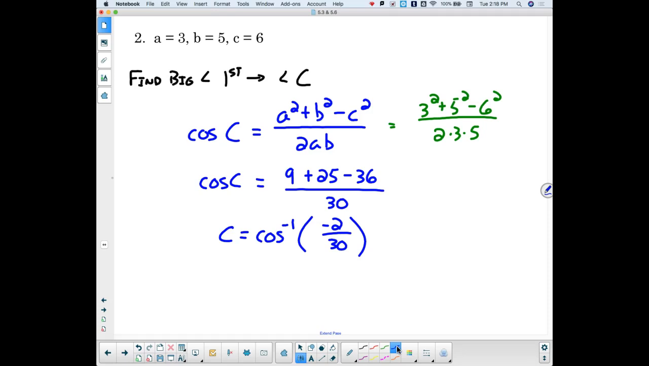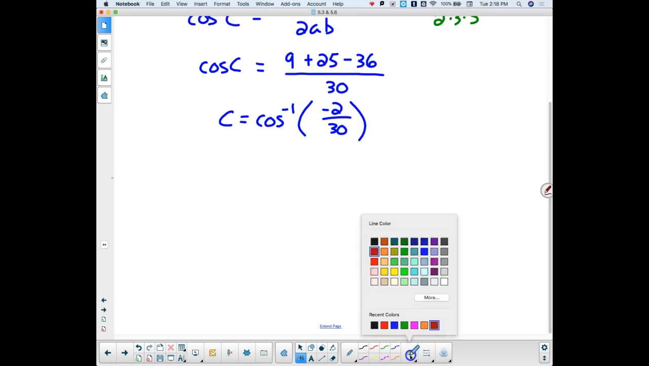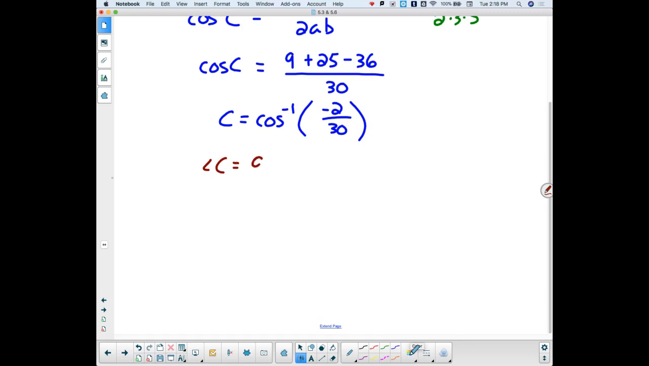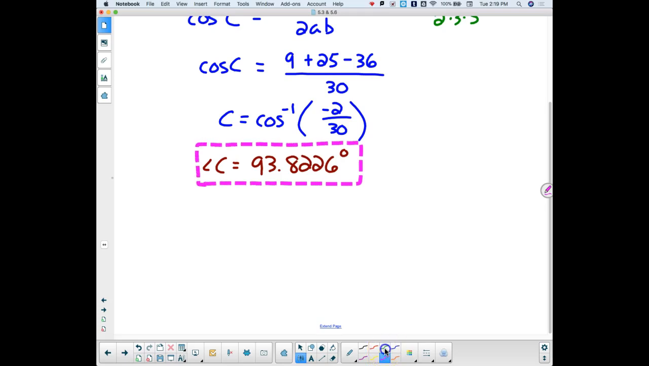Inverse cosine of negative 2 divided by 30 gets me 93.8226 degrees. Do we agree with that? Yes. Okay. So that's one of our angles. Now we're done with the law of cosines. So now we're going to go on to the law of sines, utilizing that angle.